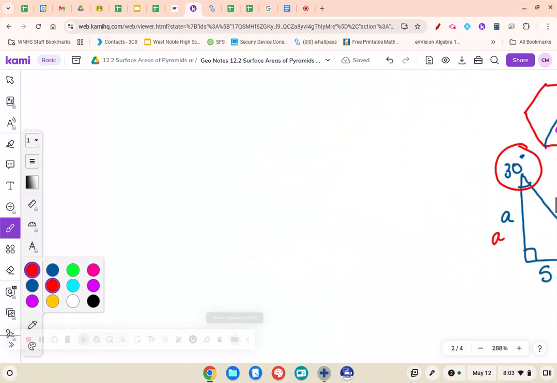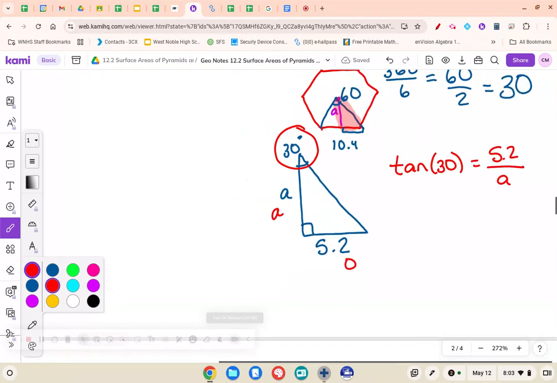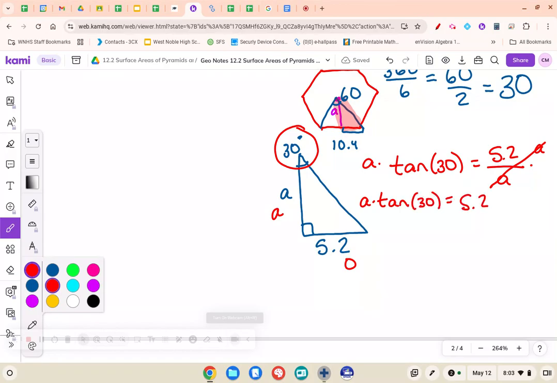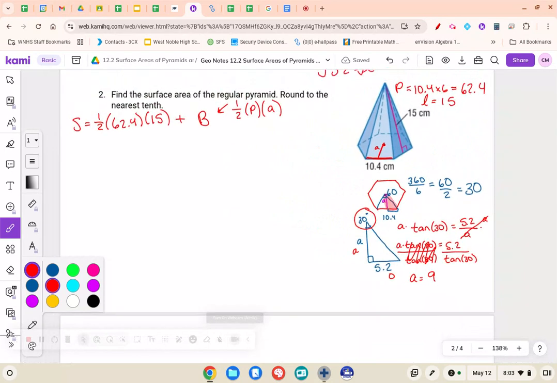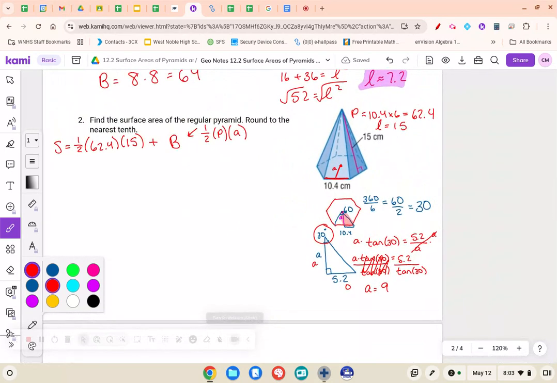I then have to get A by itself, which means I take a little bit of a roundabout way. I have to multiply by A on both sides. The A's on the right cancel out. I'm going to go ahead and rewrite this. And then I divide by tangent 30. And then tangent 30 on the left side cancels out. And once I plug this into my calculator, I get that A is equal to 9. So our apothem is 9 centimeters, which means I can plug that into my formula up here.